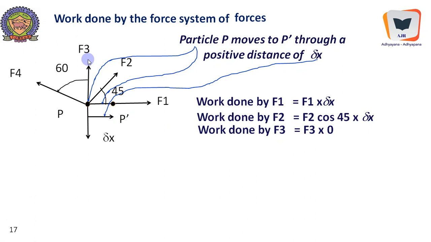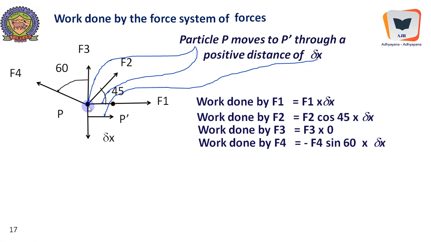Work done by F4. F4 has the horizontal component this way, that is leftwards. Therefore, F4 sine 60 becomes negative. It is the force which becomes negative, but displacement is positive. So minus F4 sine 60 into del x. This work done becomes negative owing to the force being negative. The force is acting in the opposite direction while the displacement is expected along the rightward direction.